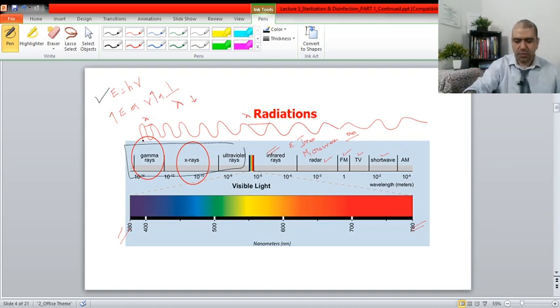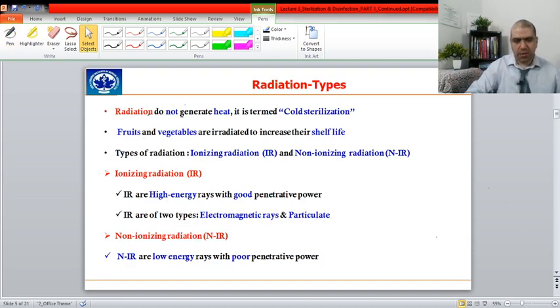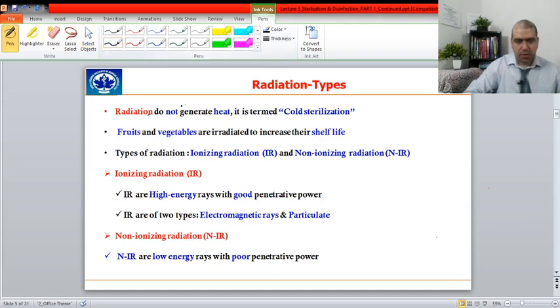Okay. When we talk about radiations now, they do not generate any heat, so they are called cold sterilization. Particularly fruits and vegetables are irradiated with these radiations to increase their shelf life, particularly in European countries. When you talk about the types of radiations, there are two kinds: one is ionizing radiation and another is non-ionizing radiation.